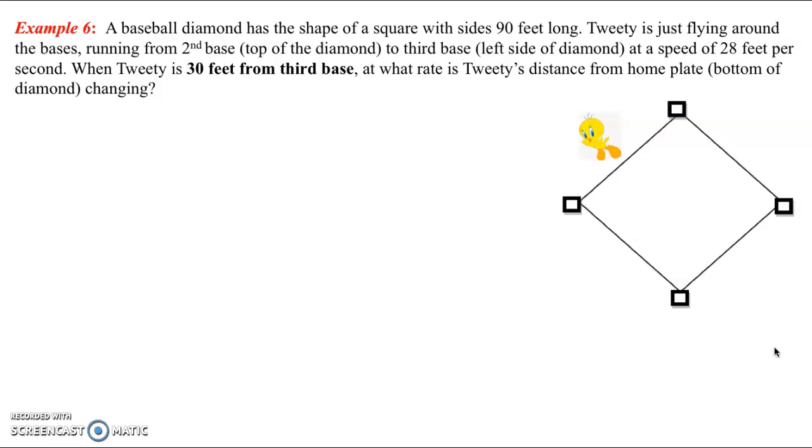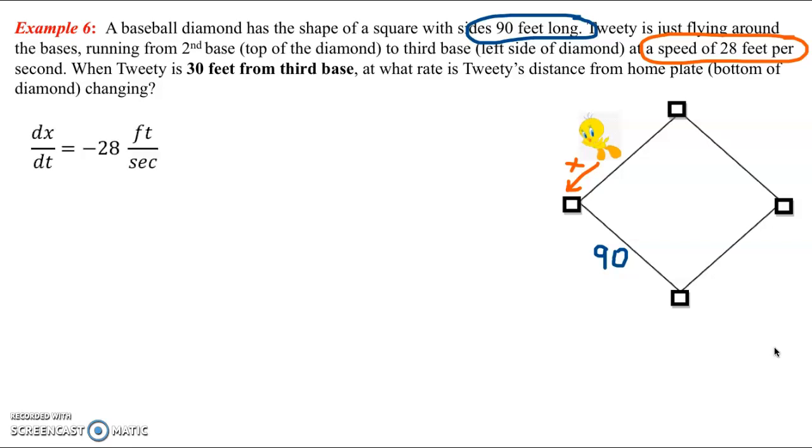All right, let's go through what we have. The sides of the diamond are 90 feet long. Tweety is flying from second base to third base in this direction, but his distance between second base and third base is changing. So I'm labeling this with a variable. So from this, I get dx/dt is equal to negative 28 feet per second.